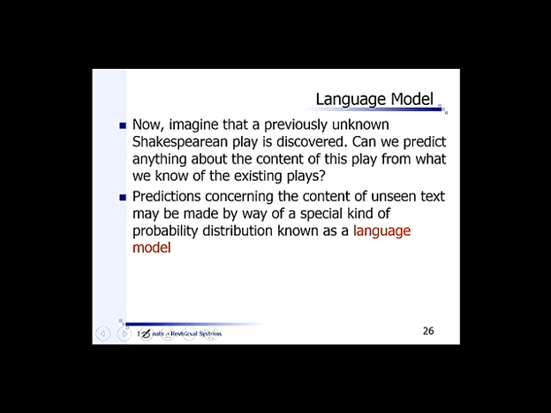So language modeling is also about the same concept. We'll talk more about it in the coming slide. Prediction concerning the content of unseen text, we are talking about unseen text, may be made by way of a special kind of probability distribution known as a language model. So we can develop a language model for any document collection, and then we can make some judgment about a new unseen text, about what it might contain.